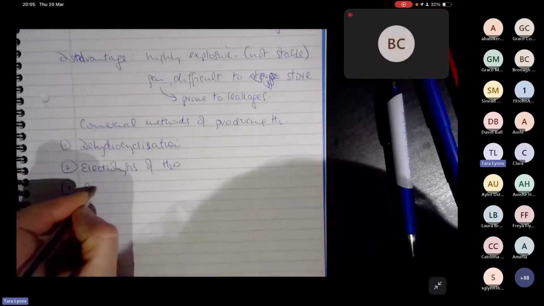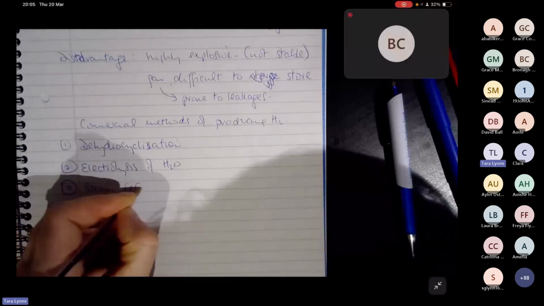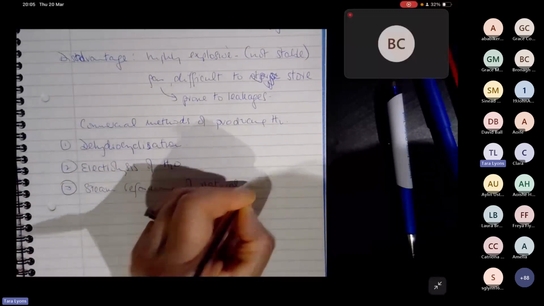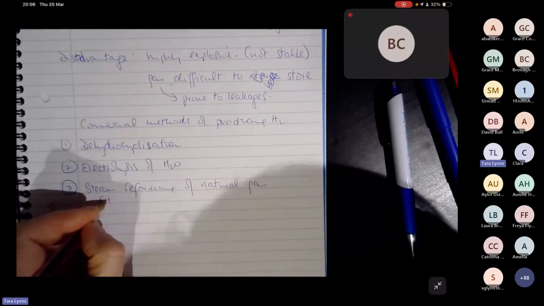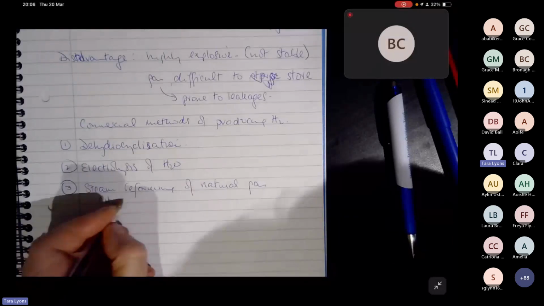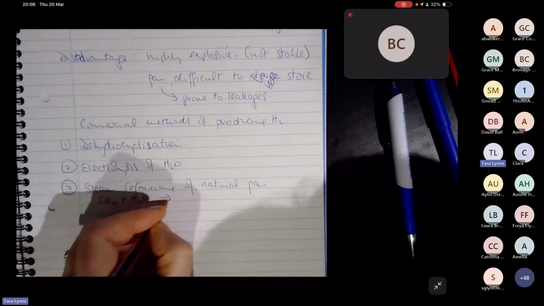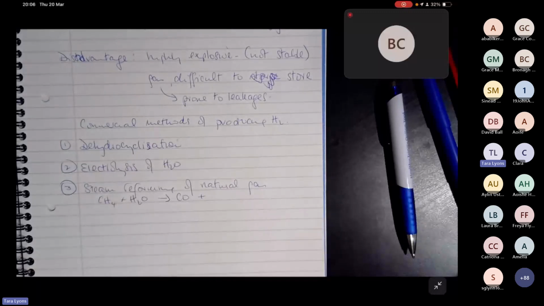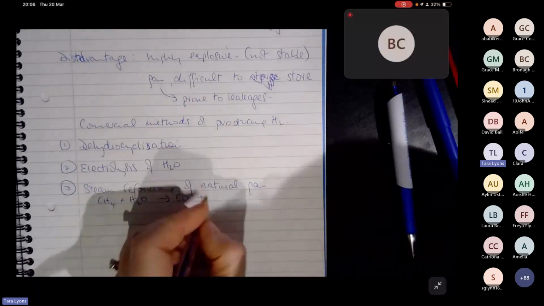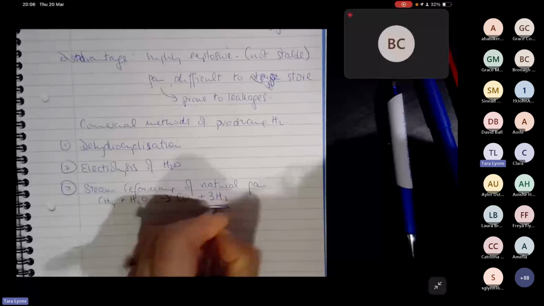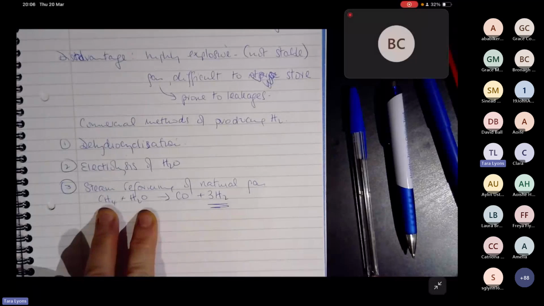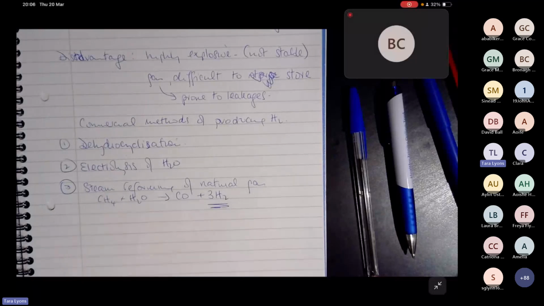Third way, which you've probably met if you've done the chapter on chemical equilibrium, is called steam reforming of natural gas. So that's where you take natural gas, which in this part of the world is mainly methane. You react it with steam, which is hot water. You make carbon monoxide. That's a pity because that's toxic and poisonous, so we'll have to deal with that. But we get 3 H2s, 3 hydrogen molecules. So that's a good payoff. You're getting 3 hydrogen molecules from 2 reactants.